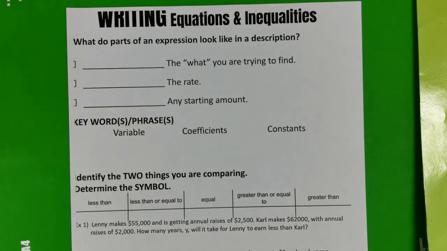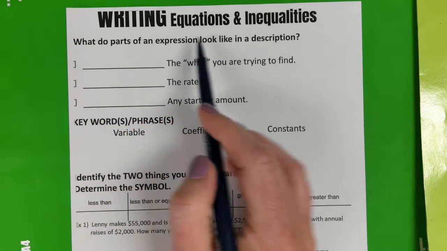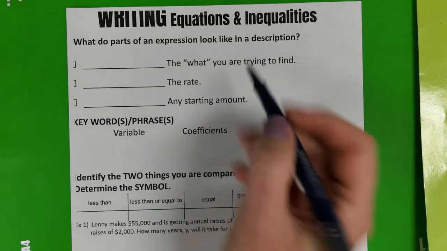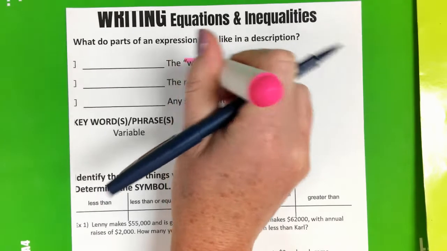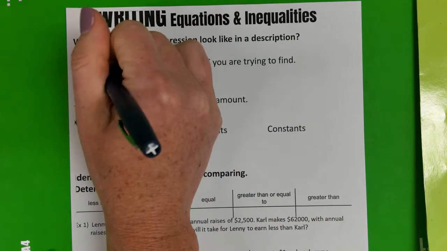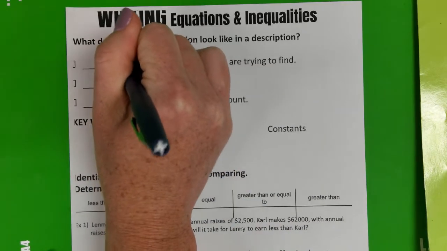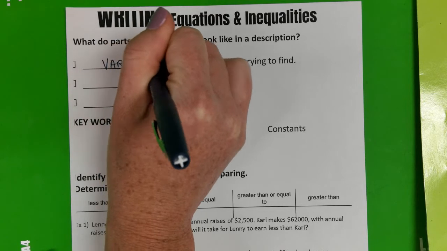We're going to look at writing equations and inequalities from verbal descriptions, and also how to match an equation or inequality with a verbal description. So first off, what do parts of an expression look like in a description? What you are trying to find is going to be your variable, what your variable represents.